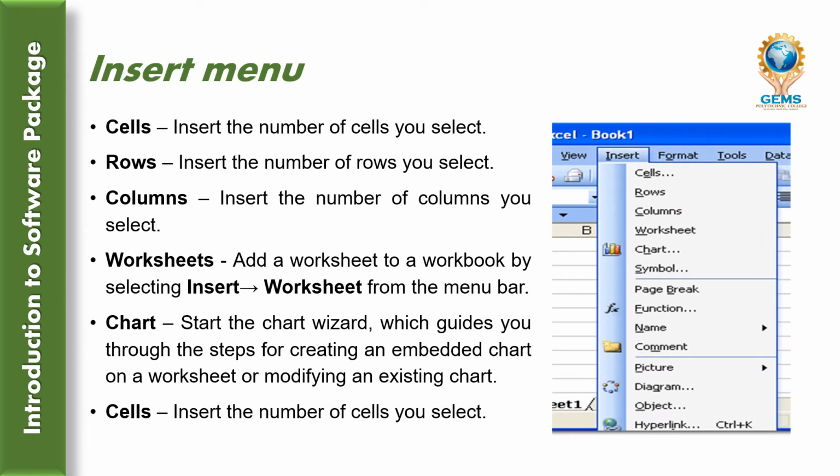Now we will see the Insert menu. The first one is Cells. It inserts the number of cells you select. And Rows inserts the number of rows you have selected. And Columns inserts the number of columns you select into the particular Excel sheet.